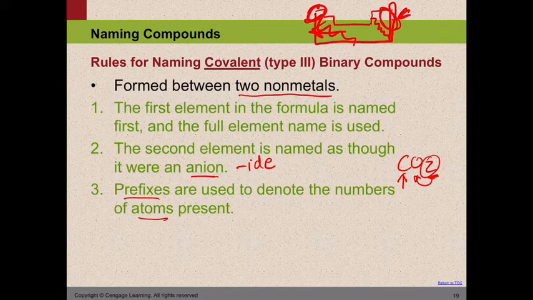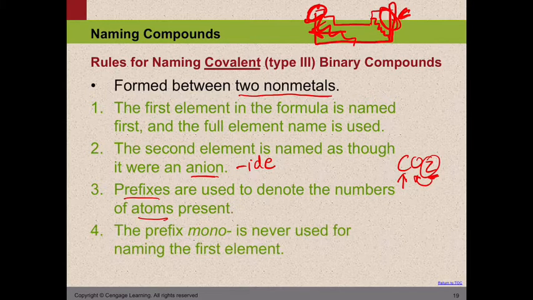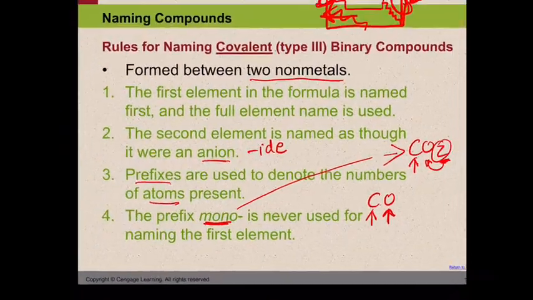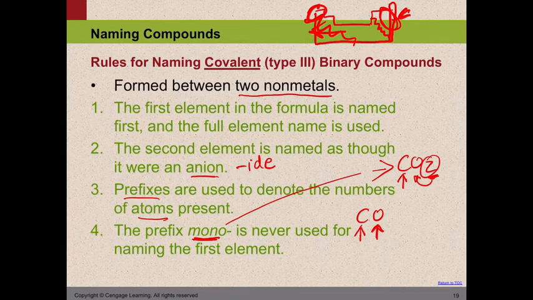And that leads us to the 4th and final rule, which is we never use mono on the first one. So CO would be carbon monoxide. I use mono on the second one, but I don't say mono carbon monoxide. So those are the 4 rules. Let's take a look at the prefixes.